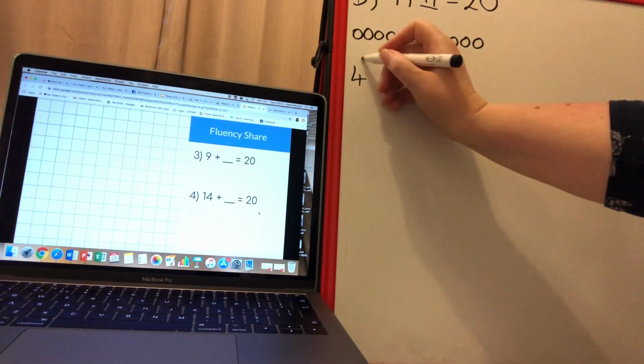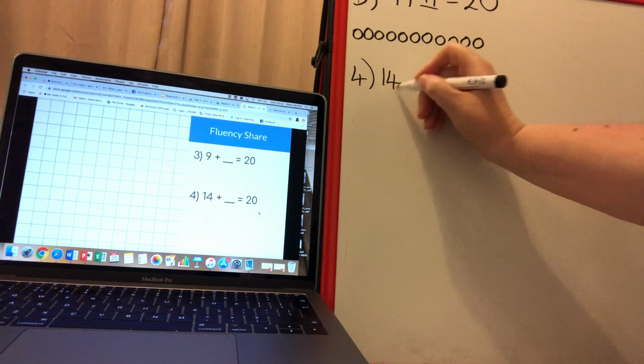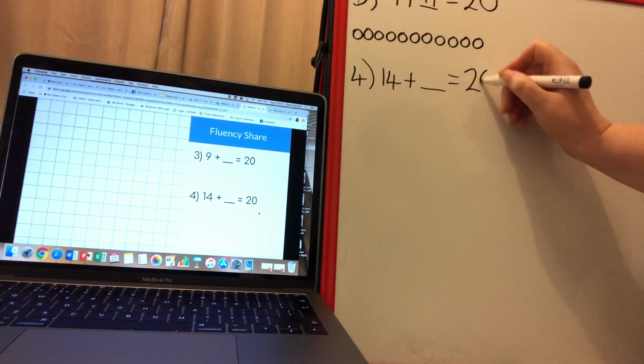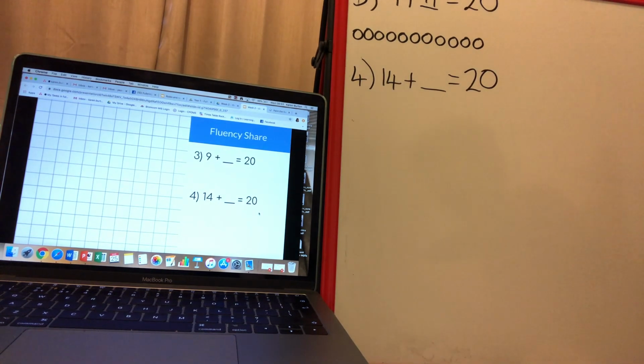Question 4. 14 add something equals 20. Okay, can you tell your parent how I'm going to do this?